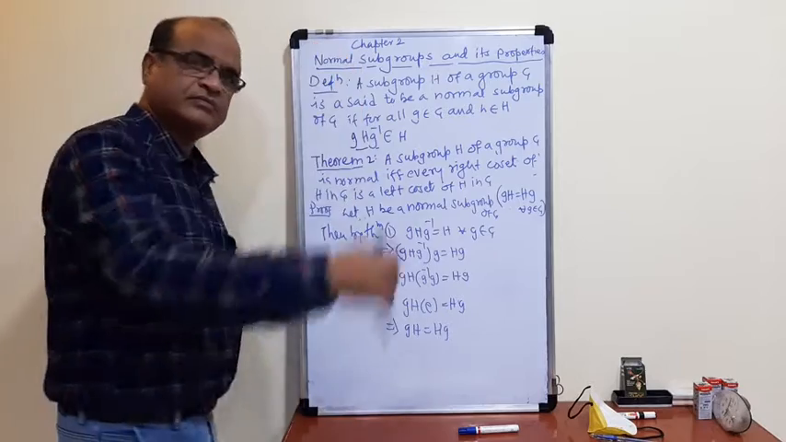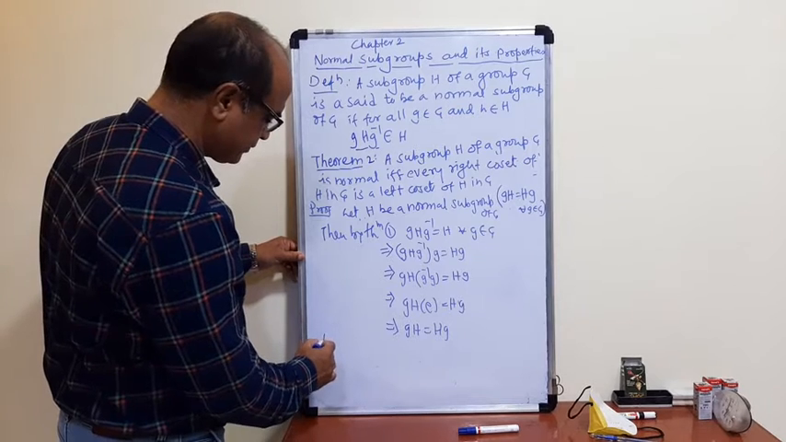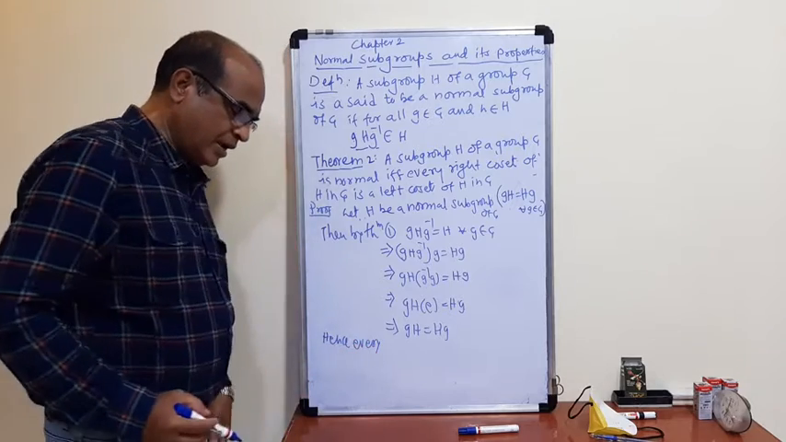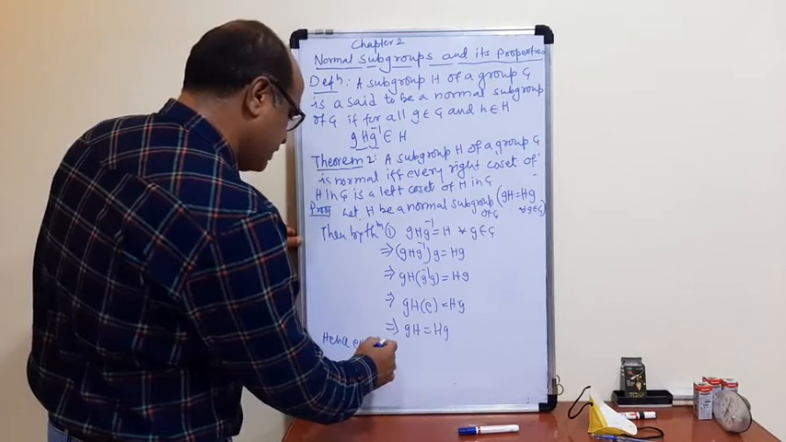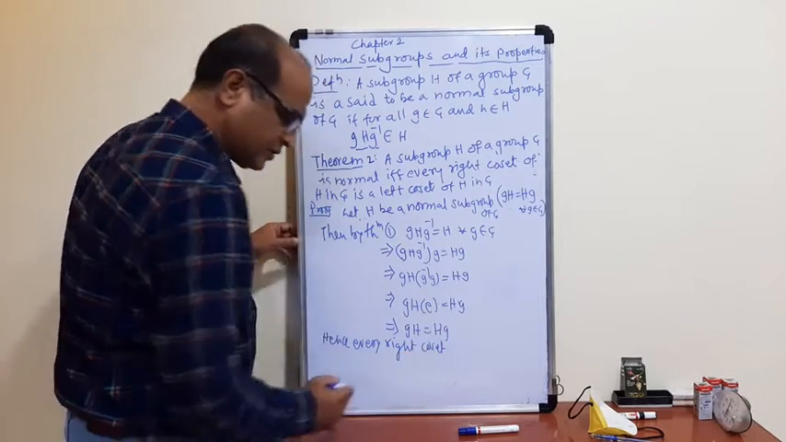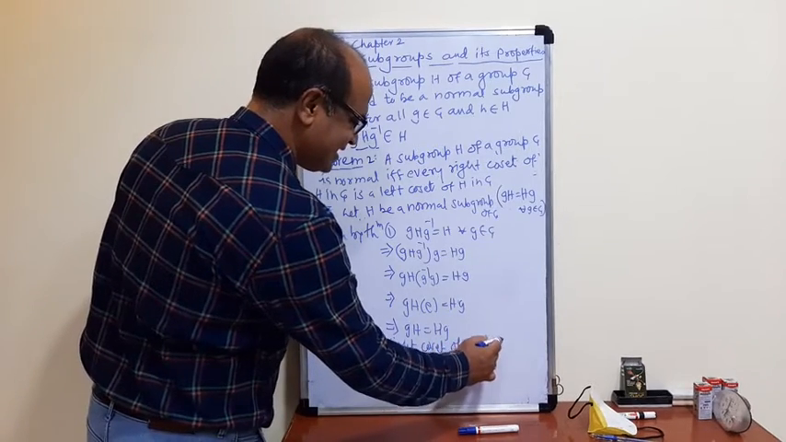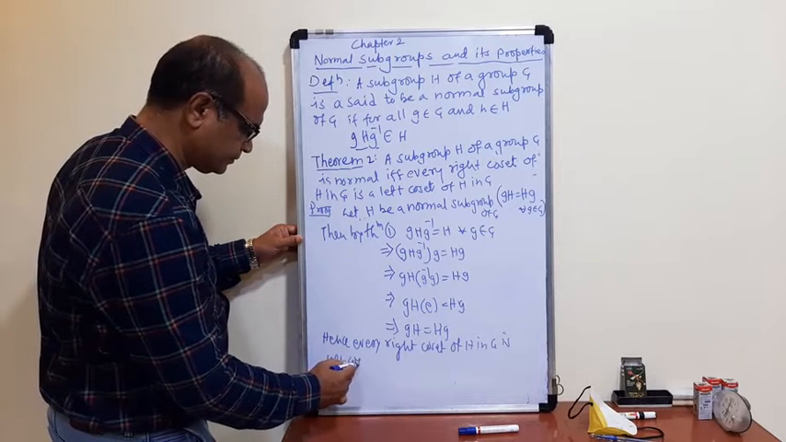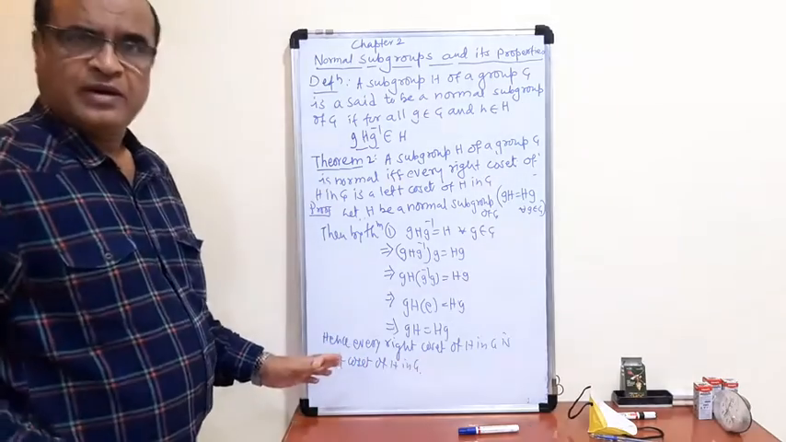Here is the proof. So what happened here? Hence every right coset of H in G is a left coset of H in G. Okay, so the proof is very simple.